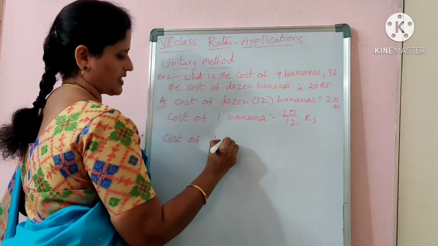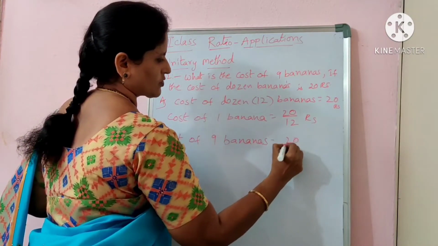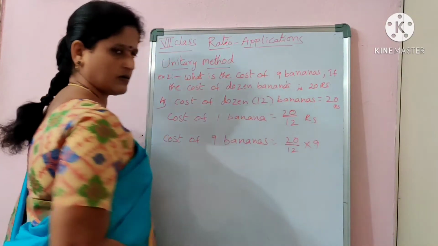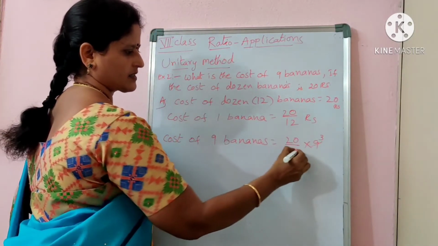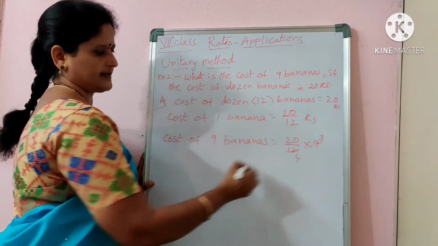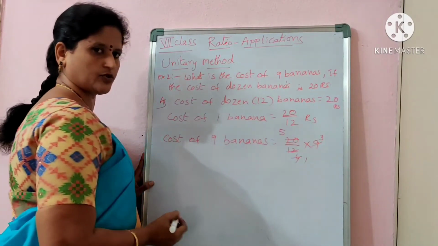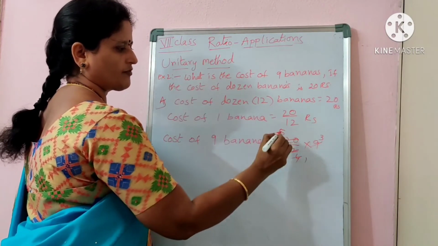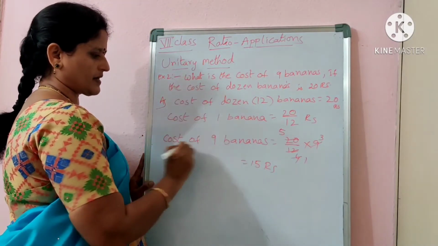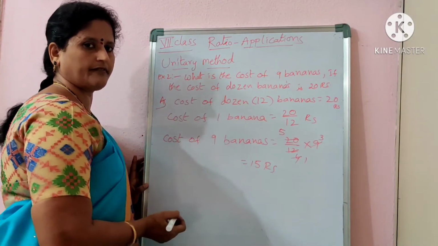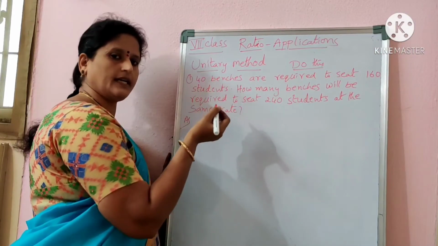Cost of 9 bananas is equal to 20 by 12 into 9. 3 threes are 9, 3 fours are 12, 4 fives are 20. Remaining 5 into 3, 15 rupees. Cost of 9 bananas is equal to 15 rupees. Next, we do these problems in the unitary method.